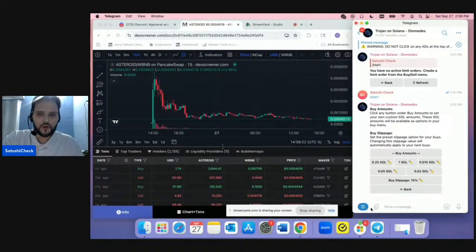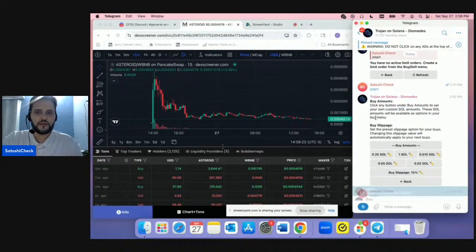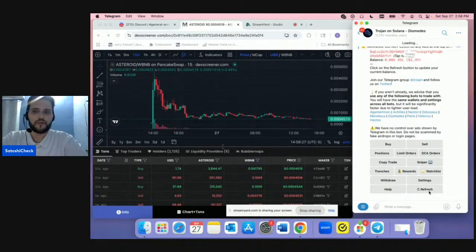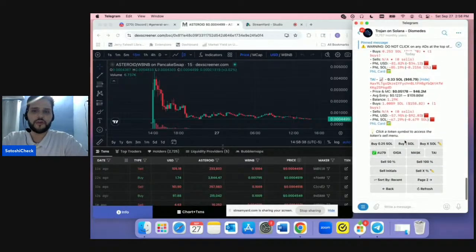So whenever you want to do something, click the refresh button. When you click start, click refresh. Just refresh. If you want to go back to the main page, always click refresh. And then if you want to see your positions, click on positions. Remember, that's going to show you your positions.